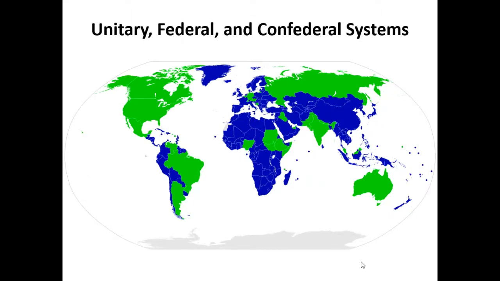Okay, so if you were to actually count up the countries here that are shaded in blue, that indicates the countries that have unitary systems. Count up the countries that are shaded in green. Those are the ones with federal systems. Which one is more common? Looks pretty half and half.